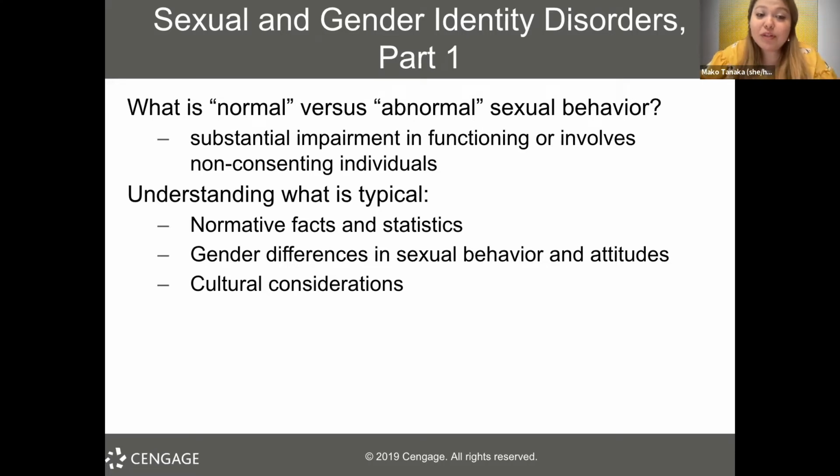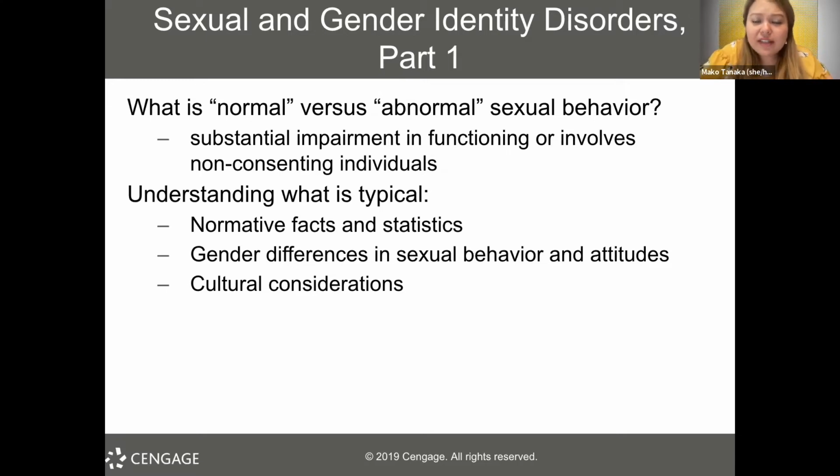So there are important gender differences in sexual behaviors and attitudes. Even though there is a lot of overlap, if you read through the textbook, they show a lot of examples and how things might be a little bit different on average for men and women, and also important cultural considerations.